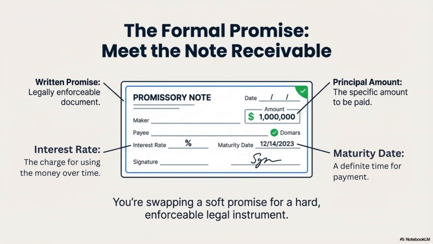And what gives it that extra legal muscle? It guarantees 3 legal absolutes. First, a specific principal amount. Second, a definite maturity date when payment is absolutely due. And third, a specific interest rate. And that interest is basically the revenue you earn for taking on that longer-term risk. That's all it is. Compensation for extending credit.